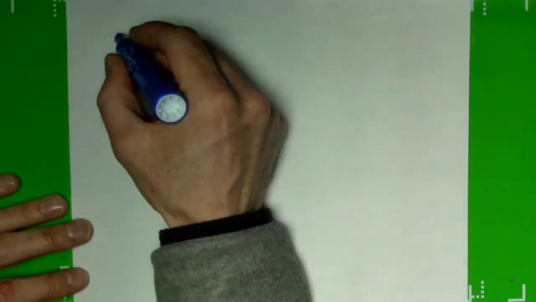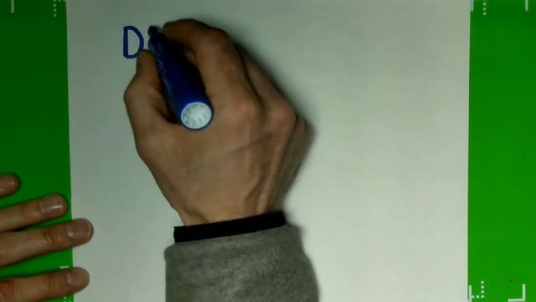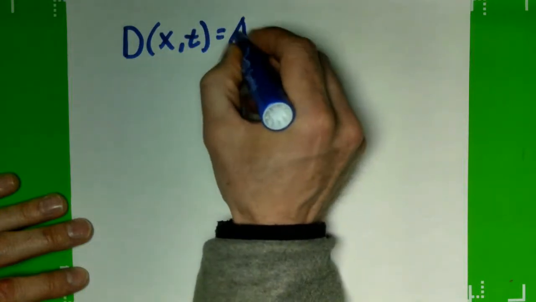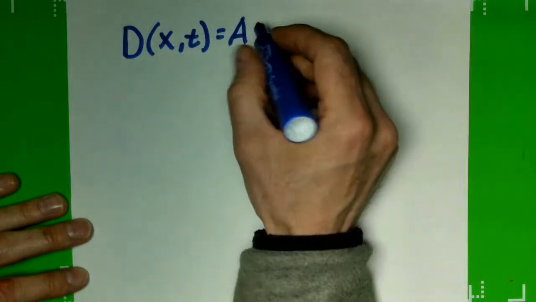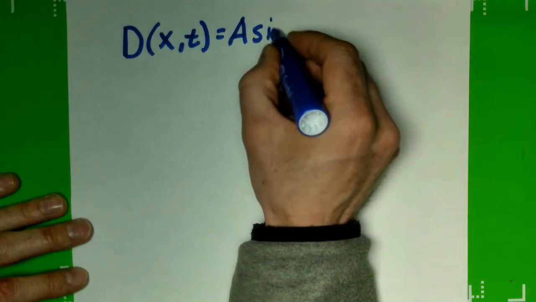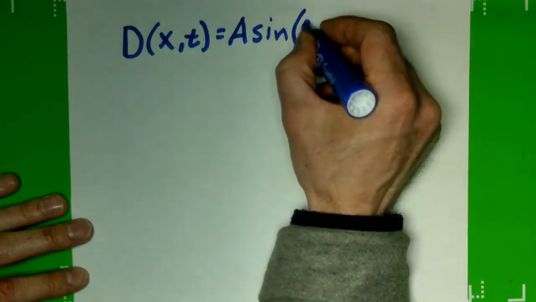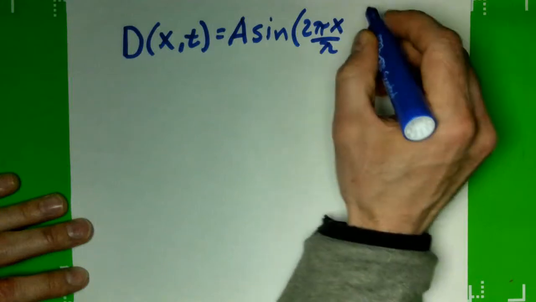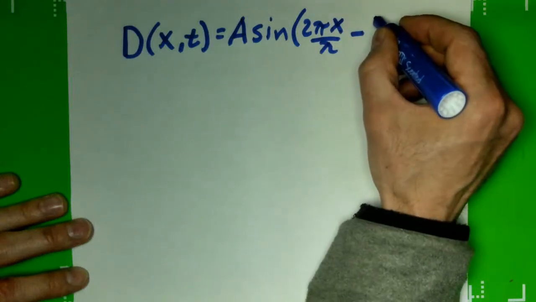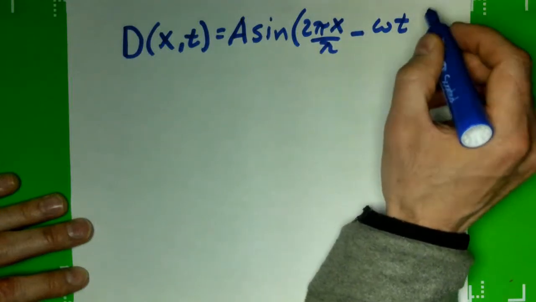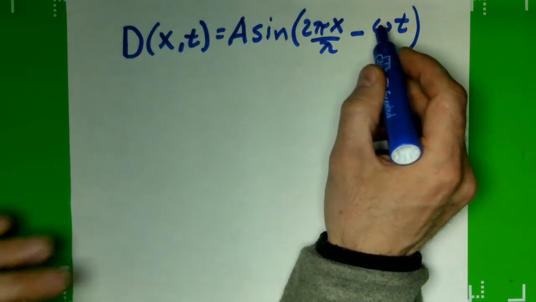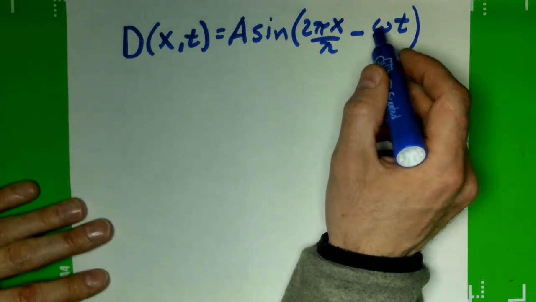Our displacement equation, which you've seen, we can write as a function of position and time. We can write it this way. Its amplitude is its bounds, and it oscillates sinusoidally at 2 pi x over lambda minus omega t. Omega is 2 pi f, or we can write it as our angular frequency.